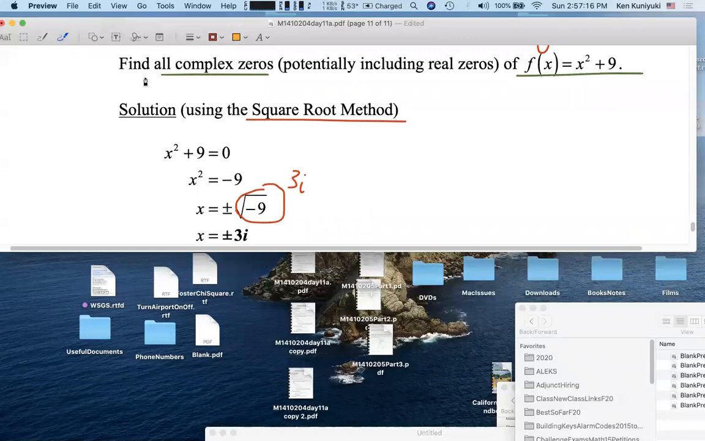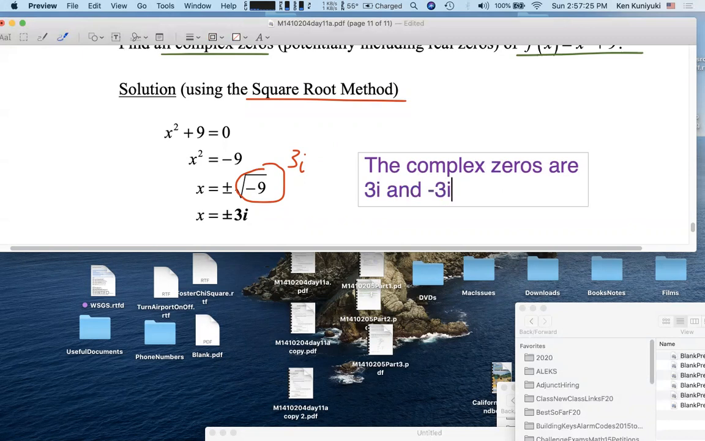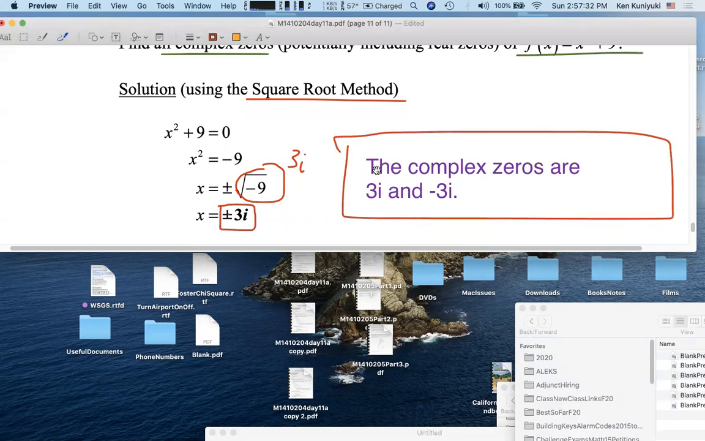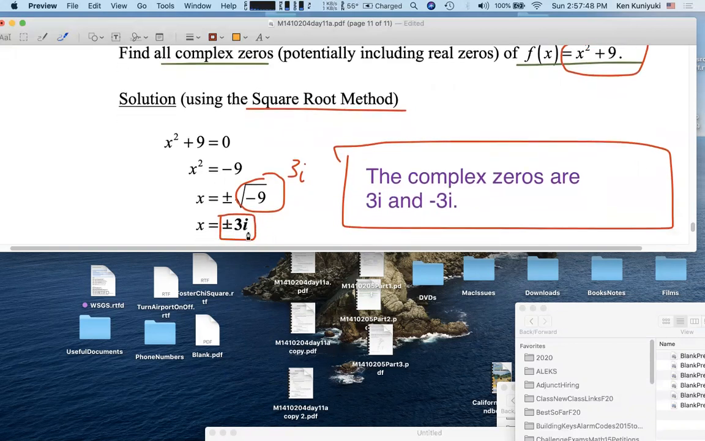Now the question was to find the complex zeros. So it would be enough to say that the complex zeros are 3i and negative 3i. In fact, if you were to just box these in, I may well accept that. If you're asked to solve this equation, then you should write the solution set. But notice here, we have imaginary solutions to this equation. X squared plus 9 has two complex zeros, both of them imaginary.